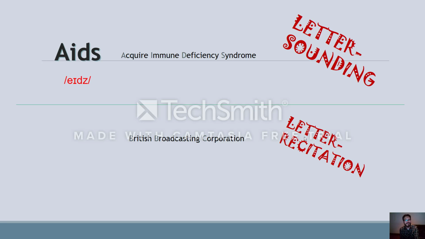But in letter recitation, let's take this example. British Broadcasting Corporation. You can take the B from British, the B for broadcasting, and C from corporation. But as this is an initialism, you have to read it as single letters. So you have to say B, B, C. So we can say that acronyms are letter sounding and initialisms are letter recitations.